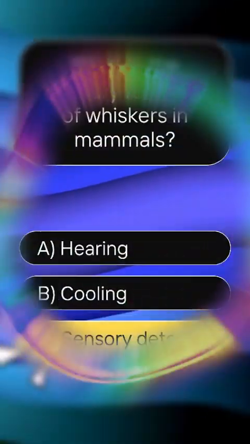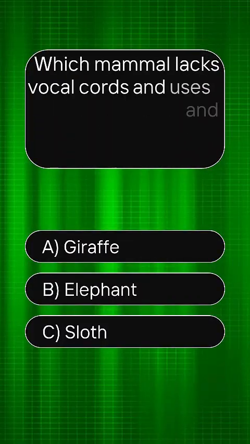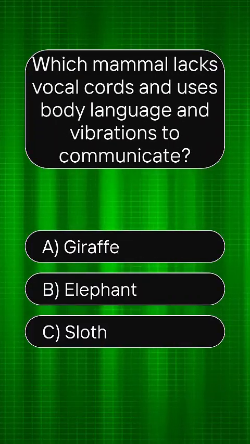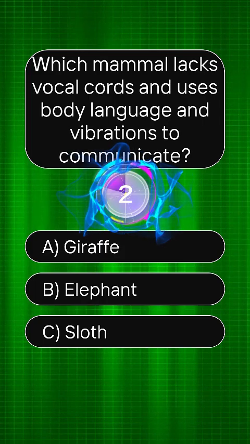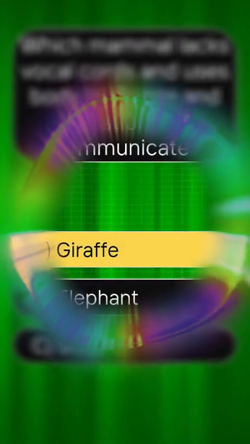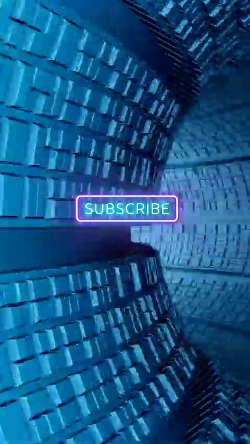Answer C, sensory detection. Which mammal lacks vocal cords and uses body language and vibrations to communicate? Answer A, giraffe. Stay curious like an otter.